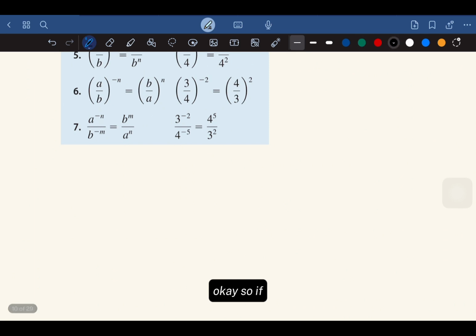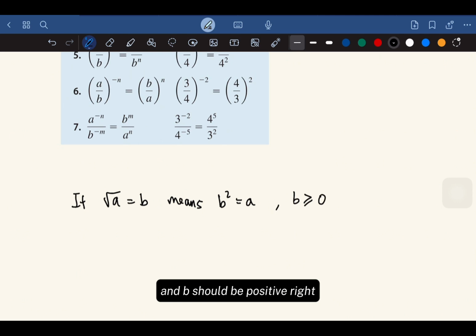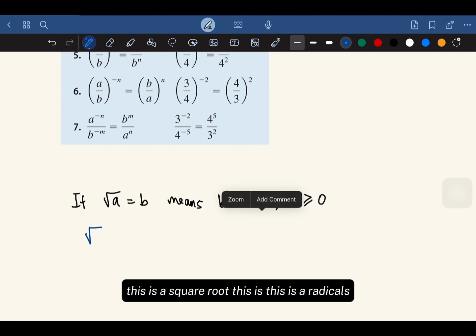Okay, so if this is the definition, it means that b squared is equal to a, and b should be positive, right? Okay, so what we call here, this one here, this is a square root. This is a radical.